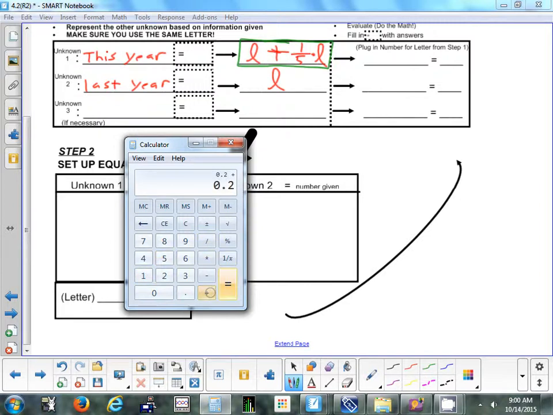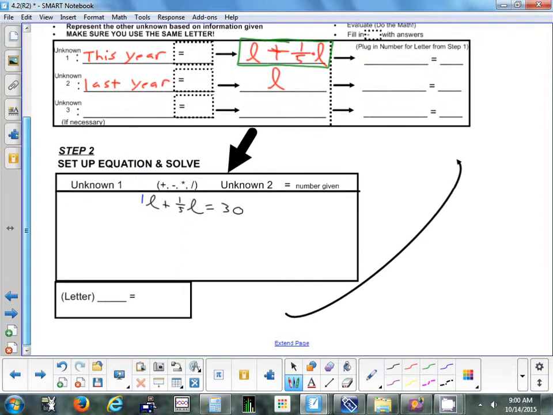1/5 plus 1. Okay, 1.2. Right, so I just added those together. 1.2 L equals 30. And what's my last step? Kevin? Divide. Yep. We'll divide by 1.2. And when we're done, we're done.